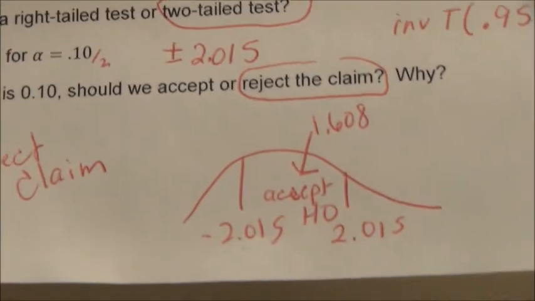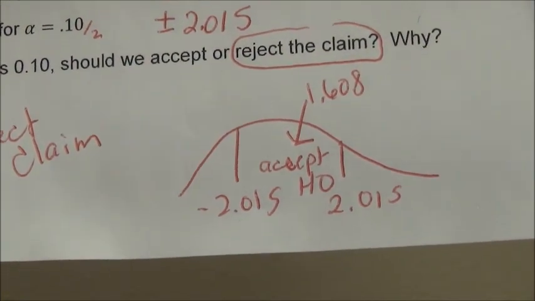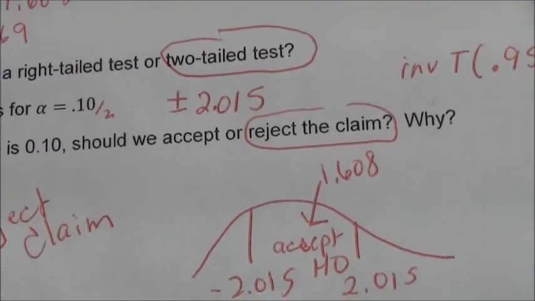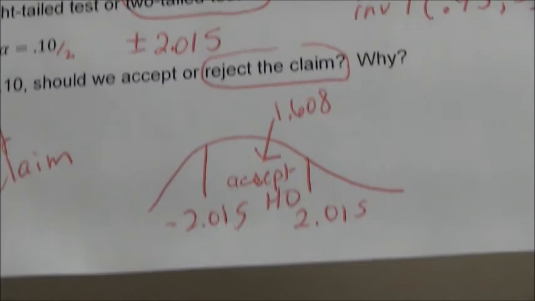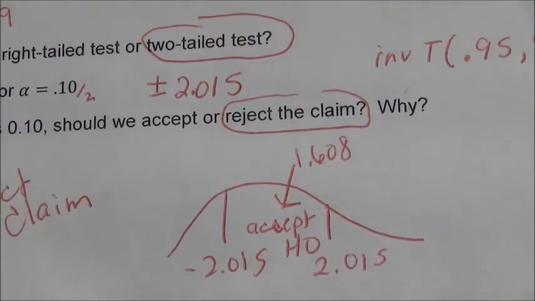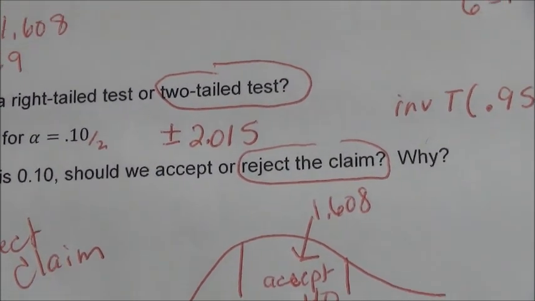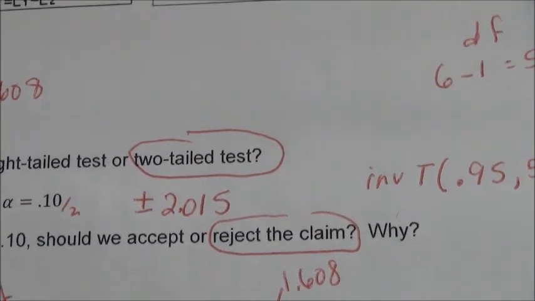Plus or minus 2.015. Then it wants to know, should we accept or reject the claim? So again, I've got my picture drawn here. It's a two-tailed test, so negative 2.015 and positive 2.015. The null would be in the middle. Since my test statistic of 1.608 is between negative 2.015 and positive 2.015, we would accept the null. And if we're accepting the null, that means we would assume that they are equal. The claim is that they had been changed, so we're going to reject the claim.